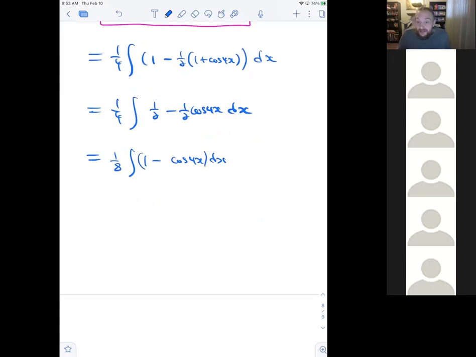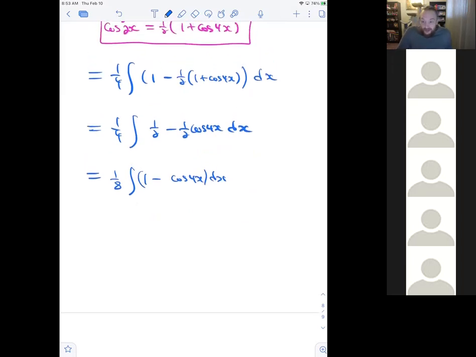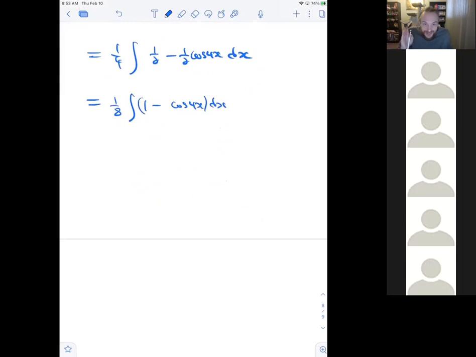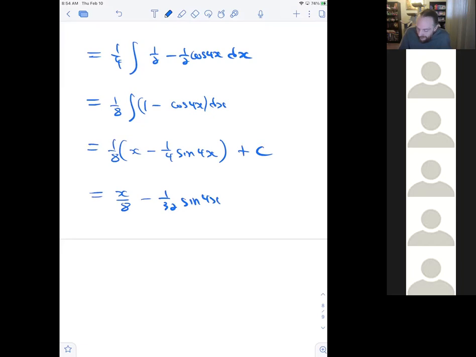What is that going to give me? Now I can compute the cos 4x is now down to cos kx, and I can use the integral of cos kx is 1/k sine kx, and then the integral of 1 is obviously x. So this becomes 1/8 (x minus 1/4 sine 4x) plus c, which is, if you really want, x/8 minus 1/32 sine 4x plus c.